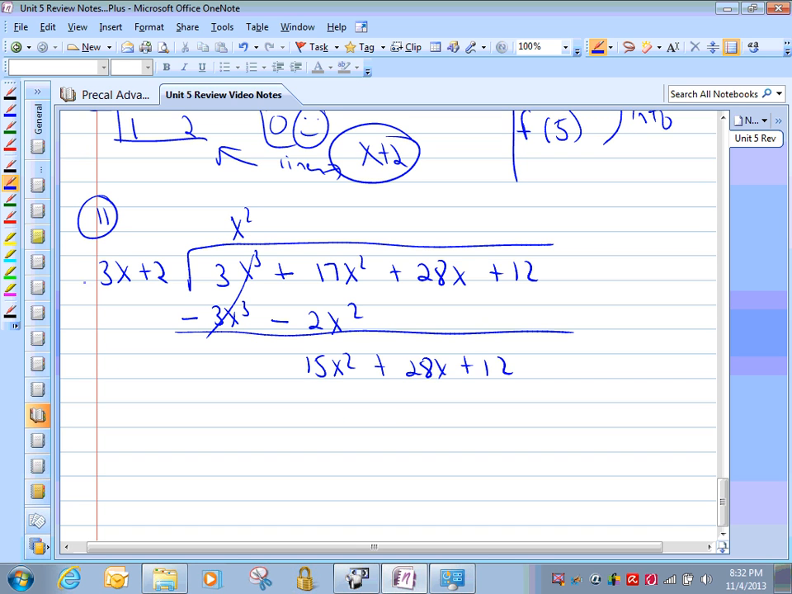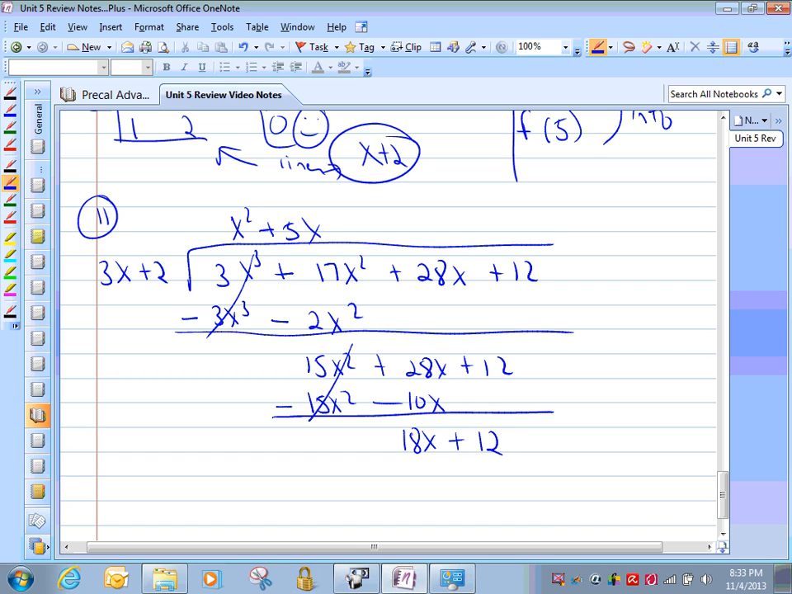All right, go again. 3x times something gives me 15x squared. So that would be a positive 5x. 5x times 3x is 15x squared. And then 5x times 2 is 10x. Draw a line, and then ding, ding. Change the signs. So we have a positive 28 and a negative 10. We have a positive 18x plus 12, and we're almost done.